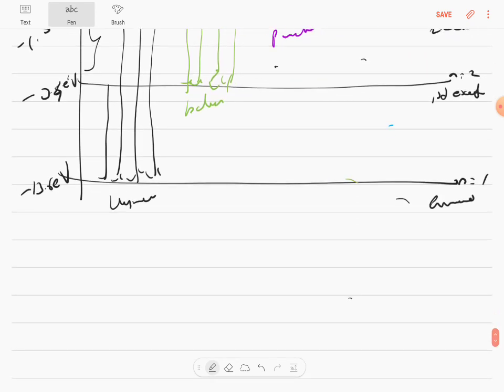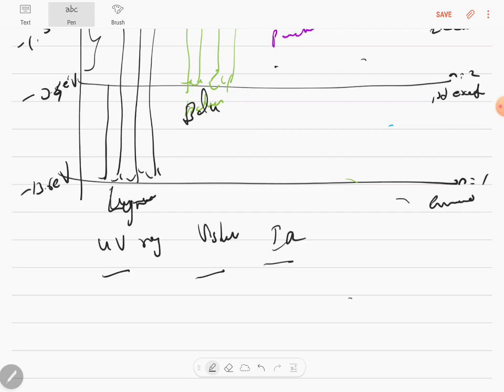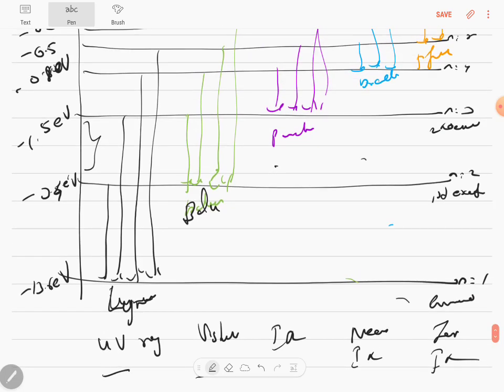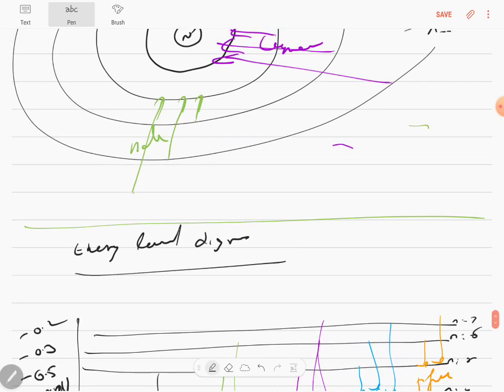You should know that this is the ultraviolet region. Next to ultraviolet is the visible region. Lyman is in the ultraviolet, Balmer is in the visible region. This is infrared. Between ultraviolet and infrared will be visible. Then this will be near infrared and this will be far infrared. This is the whole diagram. Everything is self-explanatory. For the energy level diagram, you get full marks.